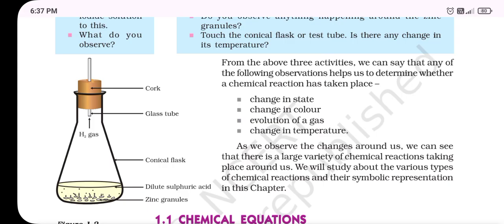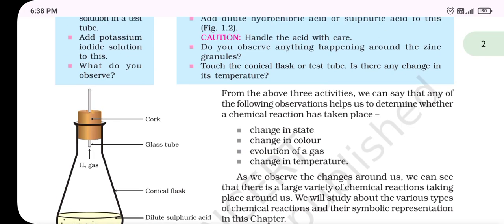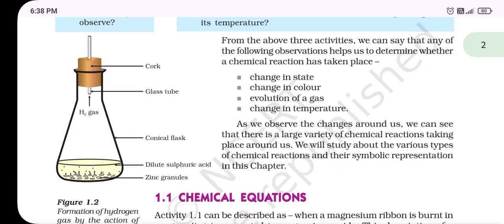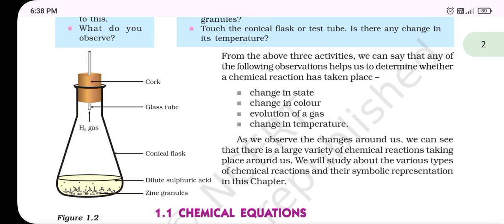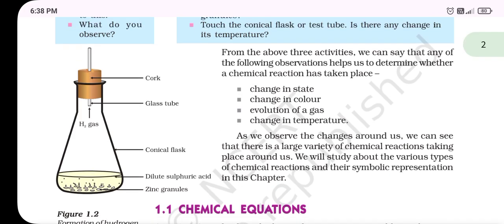In between the rubber cork there is a glass tube meant to pass and collect the hydrogen gas. You can observe hydrogen gas by putting a lighter to the top of it, and the hydrogen gas will burn. From the above three activities, we can say that the following observations help us to determine whether a chemical reaction has taken place.